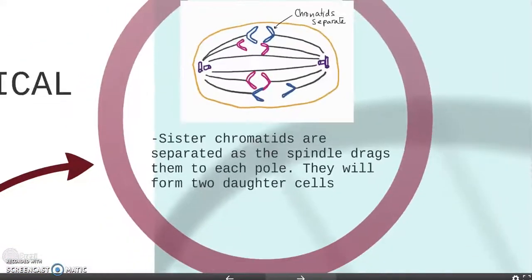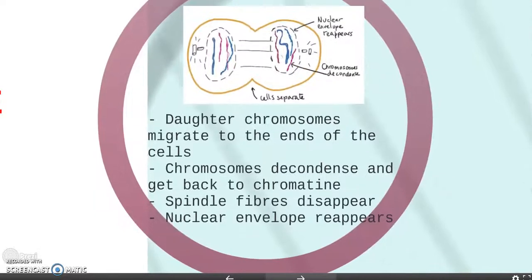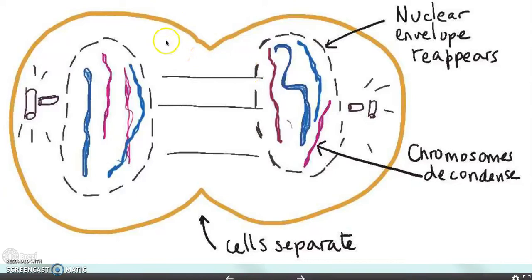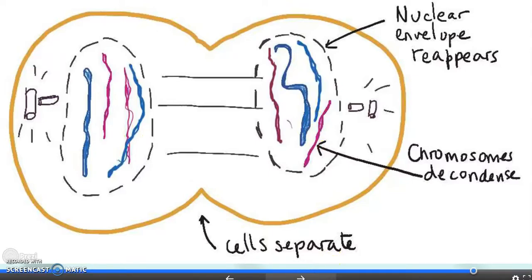Finally, during telophase, which is the last phase, the two daughter cells can be differentiated. Chromosomes decondense and turn into chromatin again. And at the end of this phase, the cytoplasm is going to divide. These two membranes are going to fuse, and the two daughter cells are going to be produced.